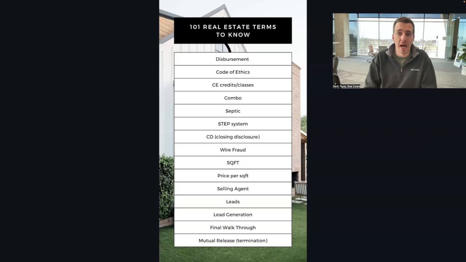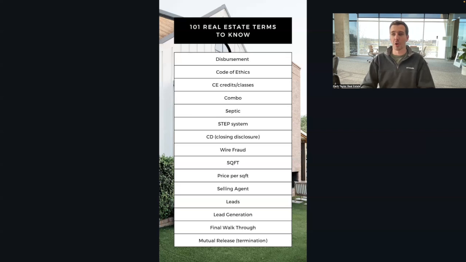A final walkthrough. So these are really good for buyers. And usually it could be the day of closing, maybe the morning before they go in to sign at title. It could be the day before, it could be a week before, but it's basically to confirm that the property is in the same condition or better than when they first went under contract.